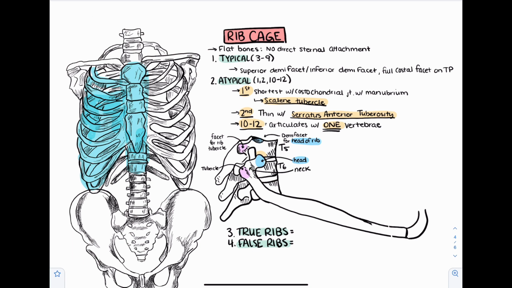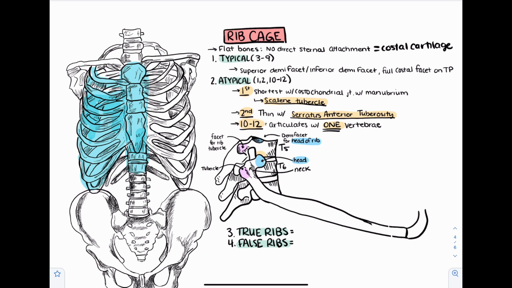Now, ribs themselves are flat bones. They don't directly attach to the sternum, but actually attach via costal cartilage. There are 12 pairs of ribs, which are flat bones.